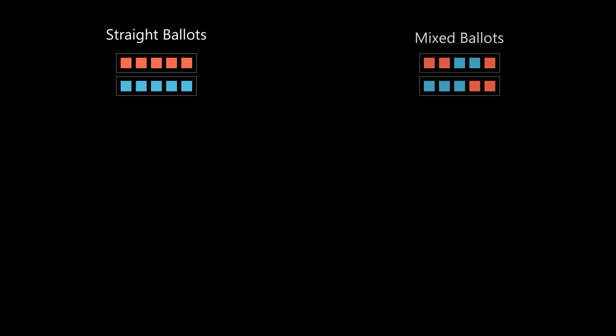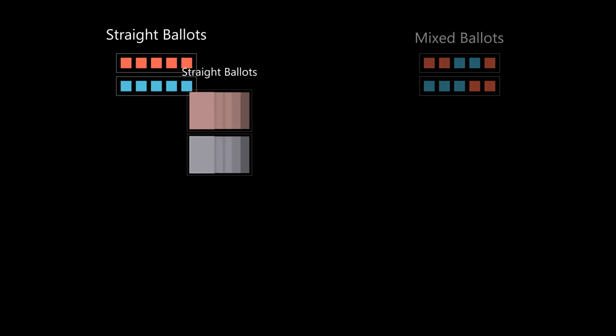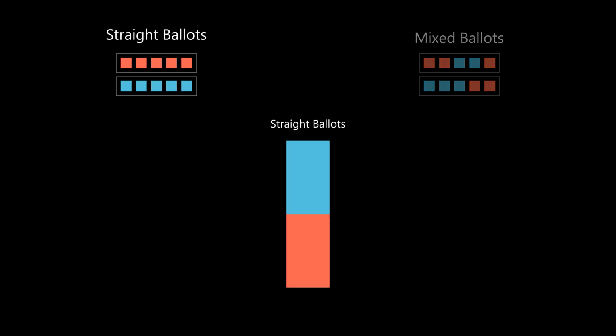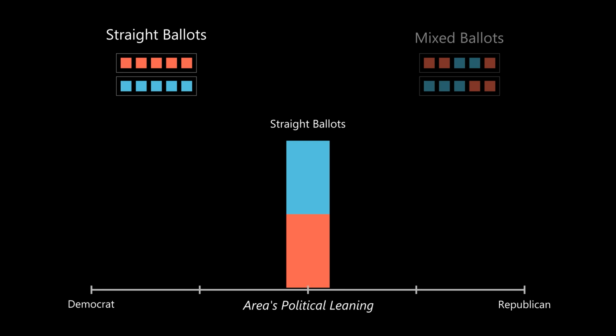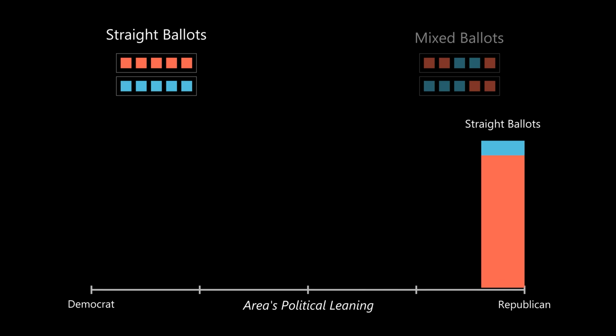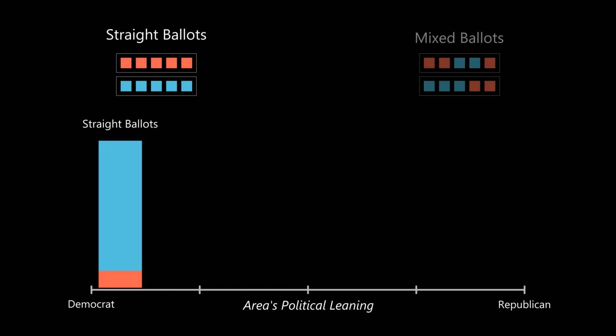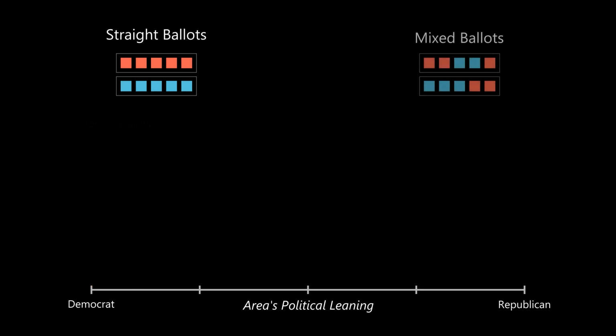The straight party ballots are a rough baseline for how popular a party is. If you line up all the precincts left to right from Democrat to Republican, it makes sense that in very Republican areas on the right, Republicans are going to get the most straight party votes. And in Democrat areas, more of these ballots will be Democrat. Nothing groundbreaking so far.